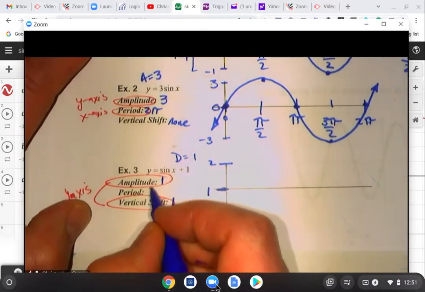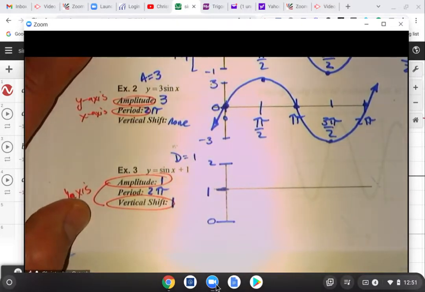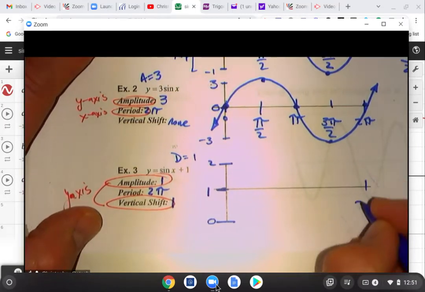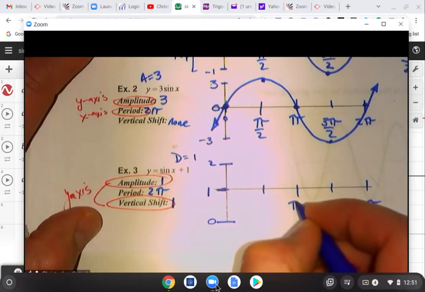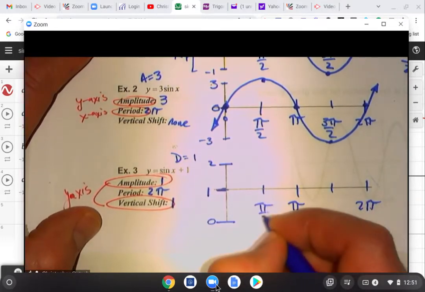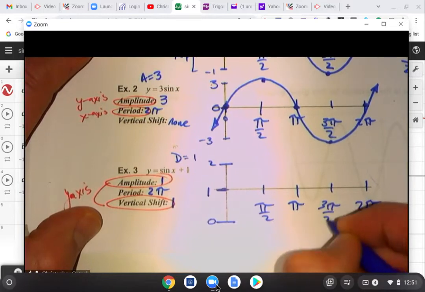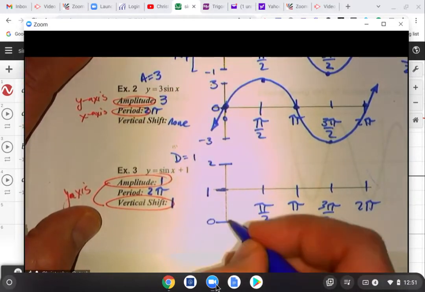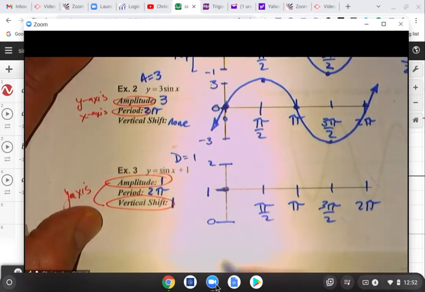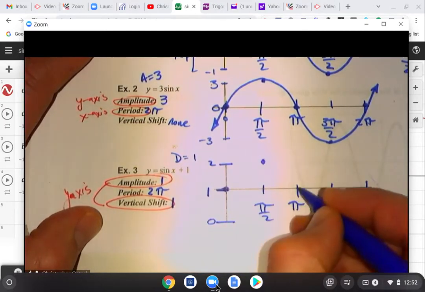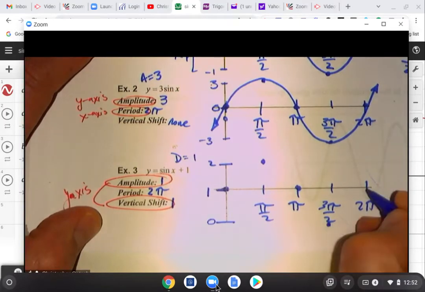Amplitude, I still have 2 pi. There is no b value yet. We'll see that in a few minutes. This guy's 2 pi. I cut that in half. I cut that in half and that in half. So again, that's pi, that's pi over 2, that's 3 pi over 2. Sine usually starts here at 0. Now it gets shifted up 1 unit. Then it goes up. Then it goes down. Goes down. Back up.